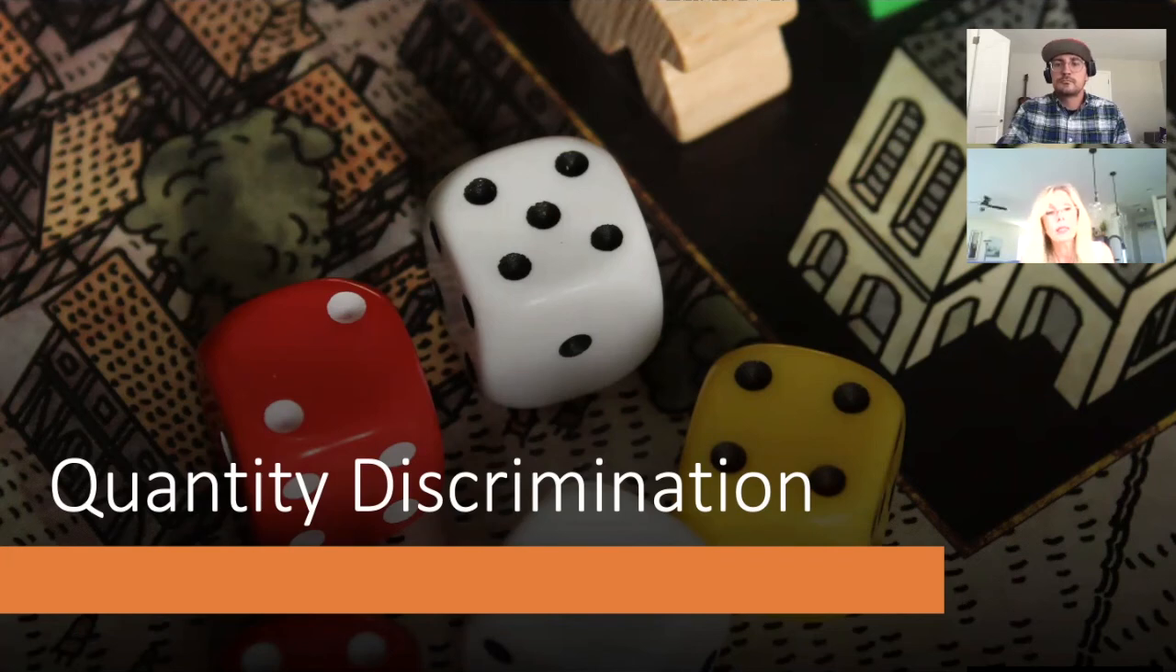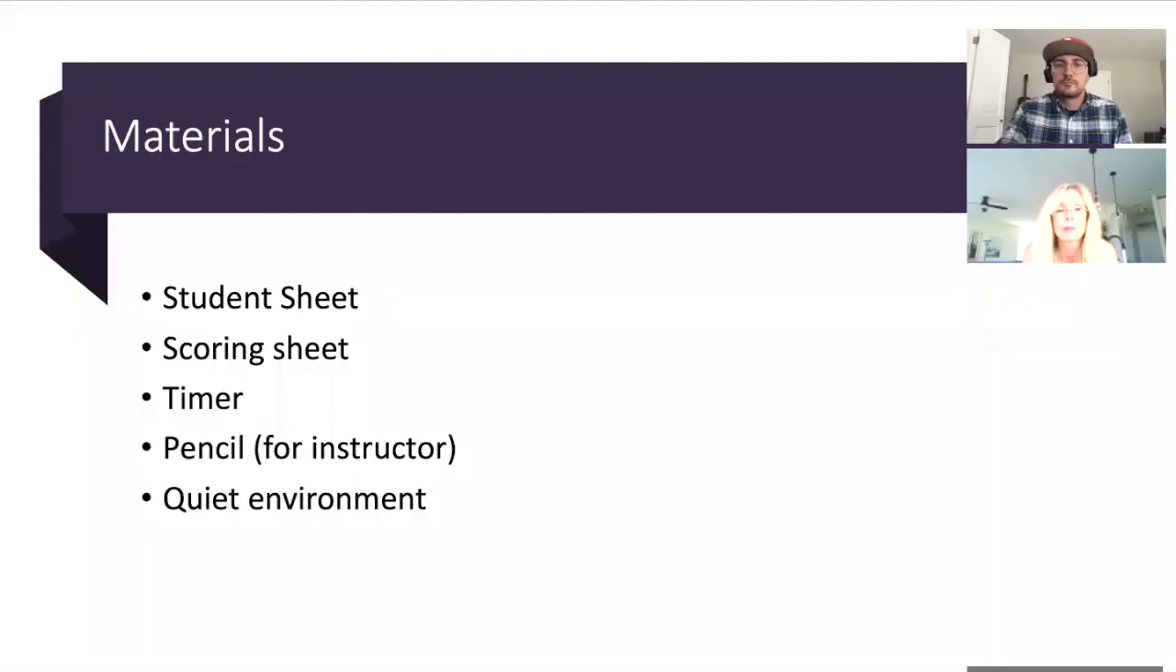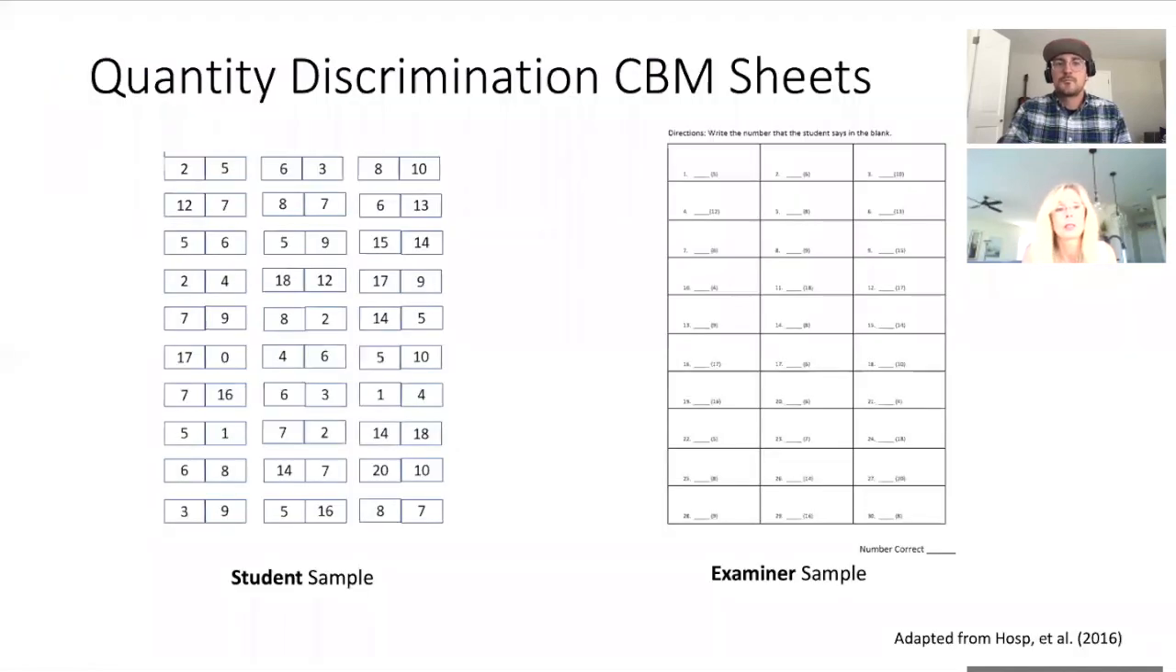So the last one we're going to talk about is quantity discrimination. Materials: your student sheet, your scoring sheet, timer, pencil for yourself, and a quiet environment. On the left, you'll see a sample of quantity discrimination, and on the right, you'll see the examiner sample. In this particular example, you're asking the students to identify the larger number of the two within each set. That would be clearly stated within the directions. The student would attempt one on their own. You would correct them if they had made a mistake so that they understood the instructions. And on the right, you would write down the response they gave you and the correct answers provided in a parenthesis.